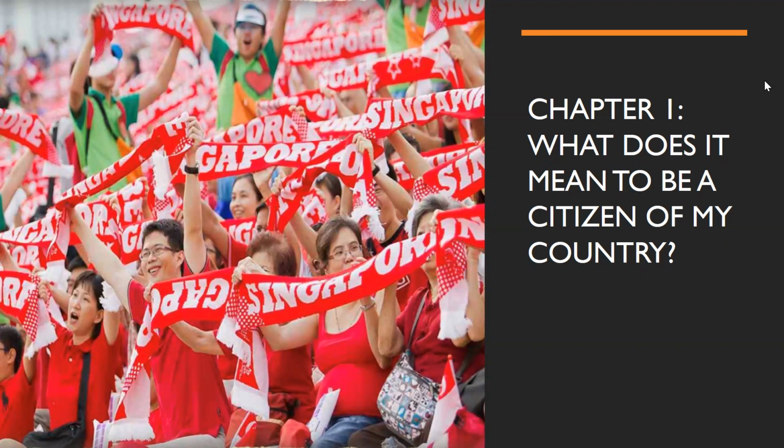The first chapter we're going to cover is about citizenship. Chapters 1, 2, and 3 are what we call the themes on citizenship and governance, so I'm going to cover these three chapters. The first chapter is about what it means to be a citizen of my country.